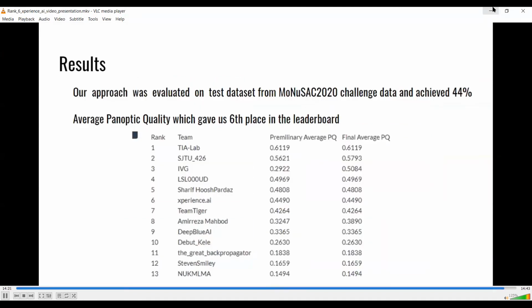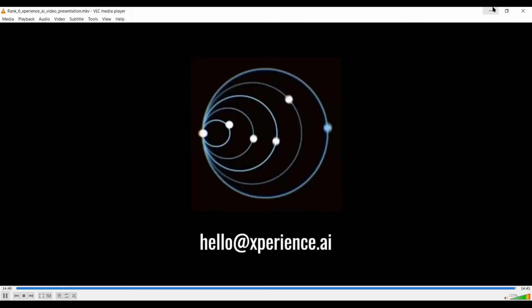As for metrics, our approach was evaluated on the challenge test dataset and achieved 44% average panoptic quality, which gave us 6th place in the leaderboard. Overall, our approach is quite straightforward but still efficient and potentially can be used in real practice.